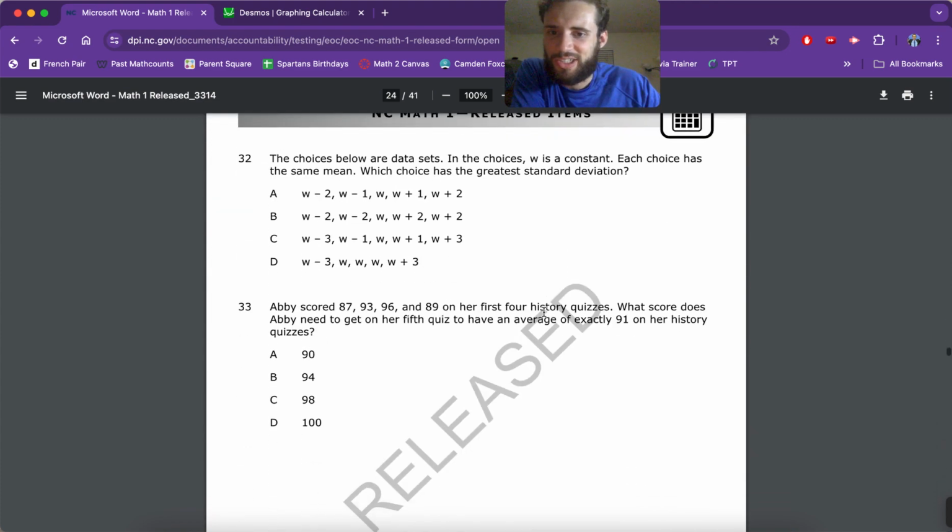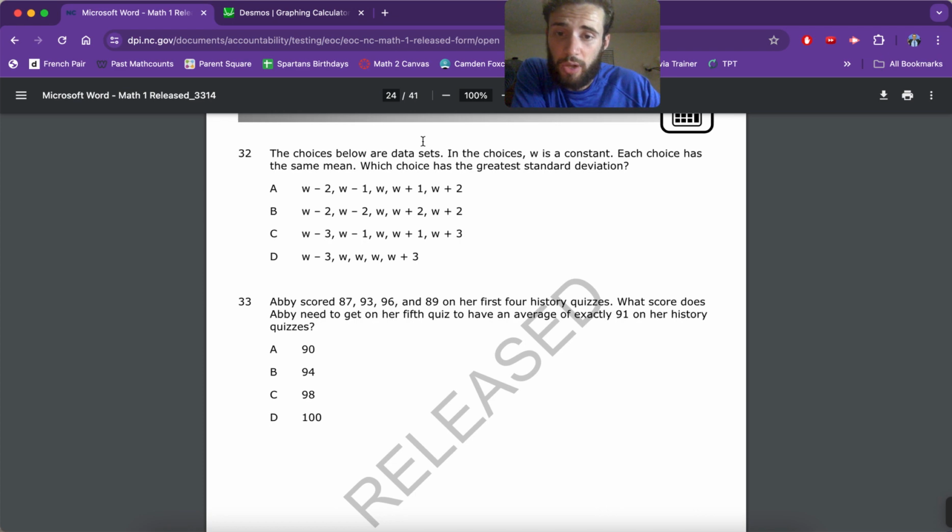All right, the choices below are data sets. In the choices, W is a constant. Each choice has the same mean. Which choice has the greatest standard deviation? Okay. So for all of them, the mean appears to be W, but it's a question of which of them is the most spread out, essentially.